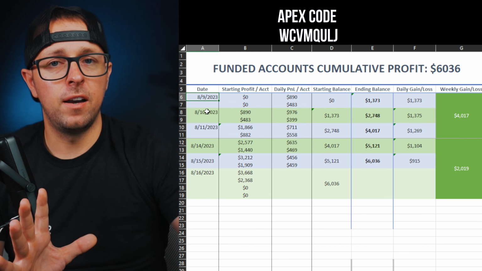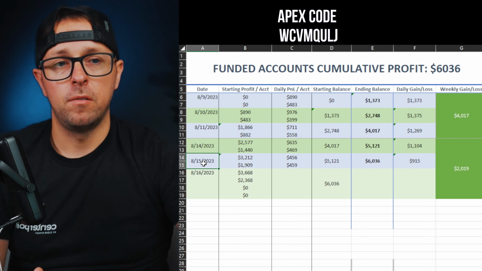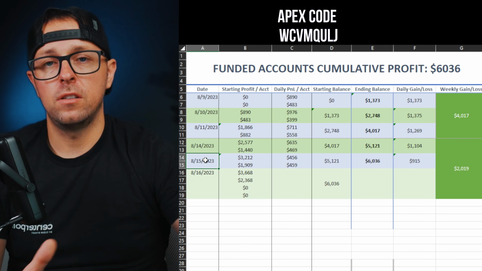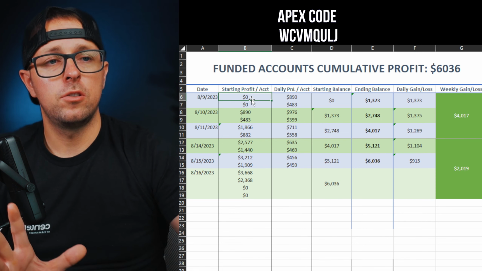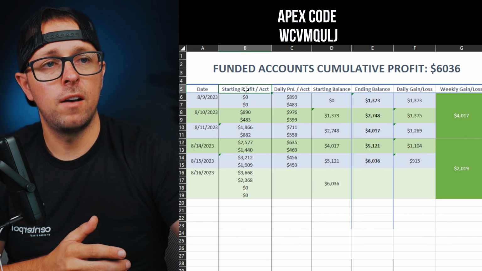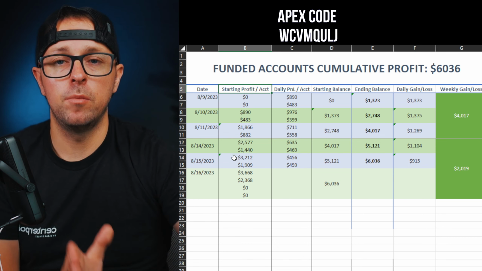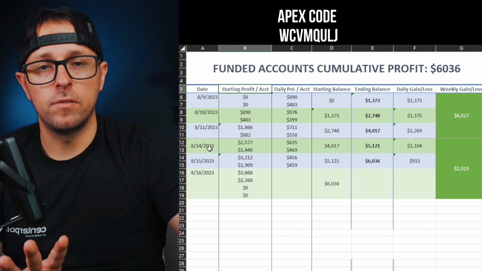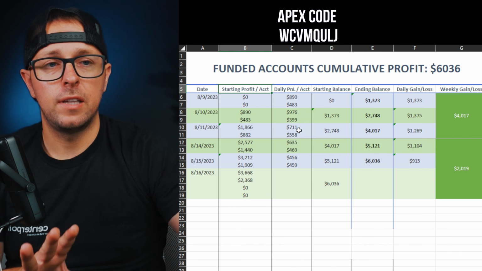And I've traded my funded accounts 1, 2, 3, 4, 5 days now. This is tomorrow, 8/16. Today's the 15th of August. I started these accounts, 2 of them on the 9th of August. So I have the starting profit per account here. So this is how much money I have in each account above the initial balance at the start of this day. Then the daily PnL, so how much money did I make per account that day.